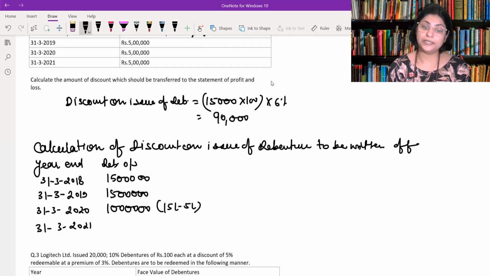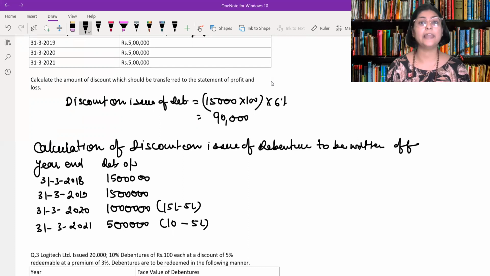Now I will go to the next year and I'll write 5 lakh rupees over here, because what is redeemed on the last day of the previous year, I'm going to show as deduction over here. So 10 lakh minus 5 lakh rupees, 5 lakh. And you may ask a question that on this date the whole debentures were redeemed, but since it was the last day, we are not showing it as nil. In the next year, on the first date, we will show the nil amount outstanding.